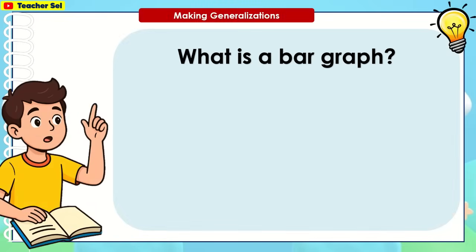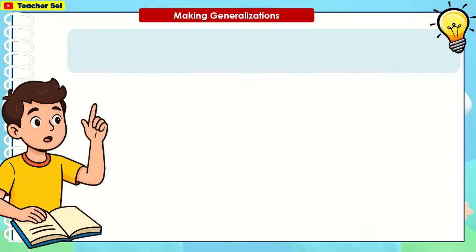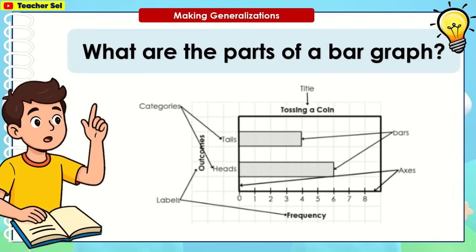What is a bar graph? A bar graph is a picture that shows data, where bars are used to represent the number of occurrences of each outcome or category. What are the parts of a bar graph? The parts of a bar graph are title, bars, axis, labels, and categories.